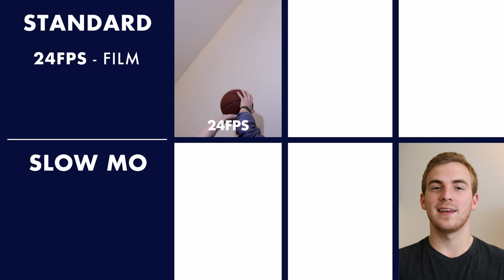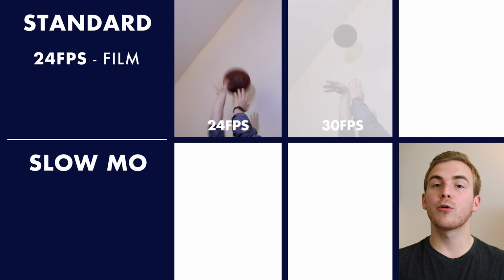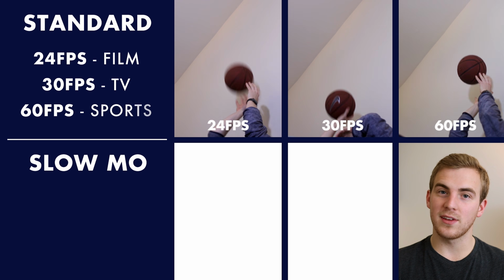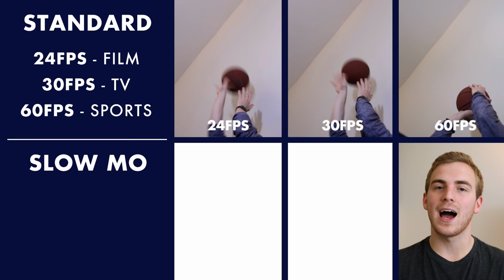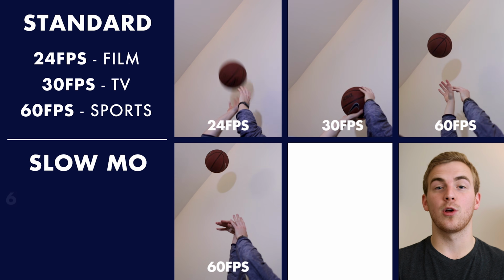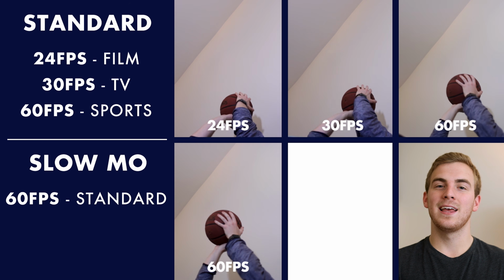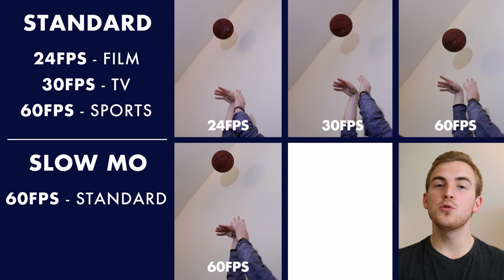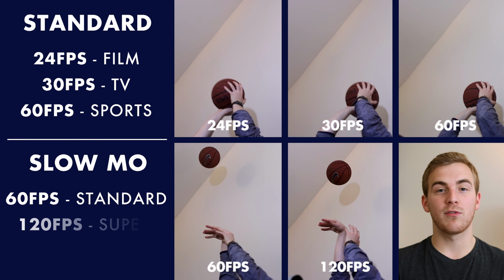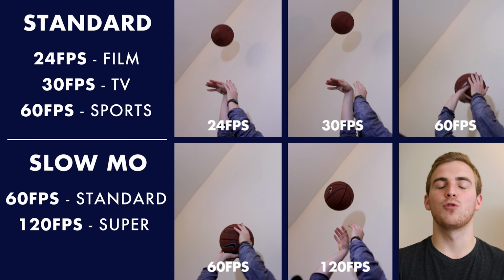24 frames per second, cinema standard. 30 frames per second, your TV standard. 60 frames per second is your sports standard. It's that hyper-realistic, smooth look. Now 60 frames per second slowed down to 24 frames per second is your standard slow motion, 2.5 times slower than the normal footage.